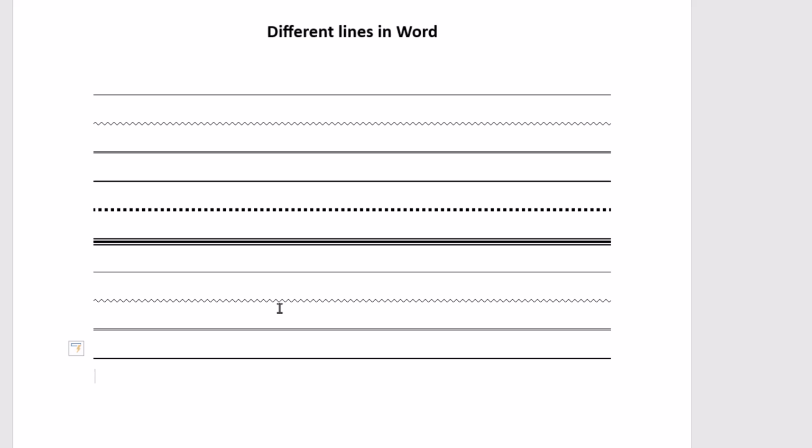This dotted line is using the asterisk. So on my keyboard, the asterisk is above 8, so I'm pressing Shift and 8 to get me the asterisk 3 times, press enter, we have a dotted line.